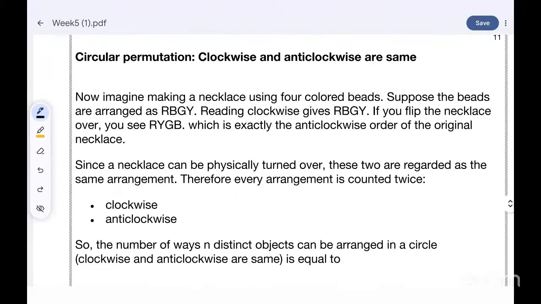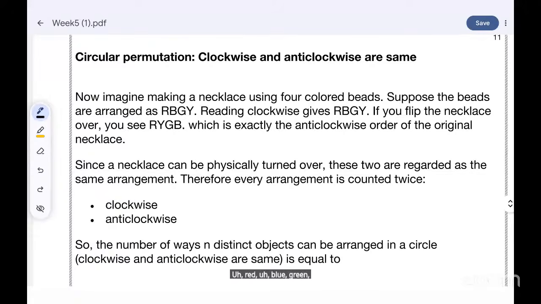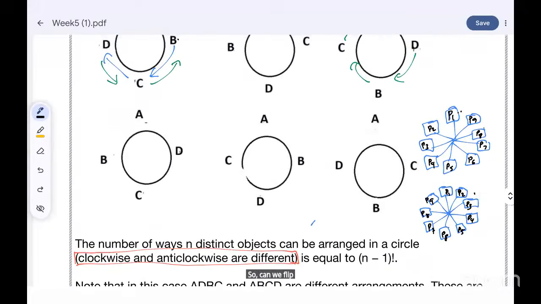What about the next part where clockwise and anti-clockwise are same? So now the same red, blue, green, yellow beads, we are going to consider. We did not imagine flipping the necklace. That part we did not consider. So can we flip these people around? Flipping means turning them over completely. So that we cannot do for people, right? So something like flipping, whatever you can imagine.